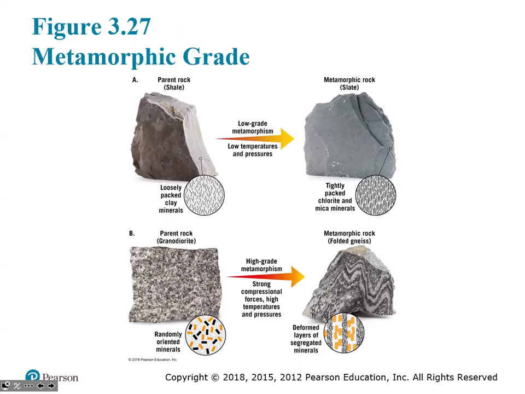So shale to slate. That's a low grade, relatively low temperatures and pressures. But you can have something like granite, or even shale, turn into a gneiss under high-grade metamorphism with strong compressional forces, high temperatures and pressures. You have randomly oriented minerals, and then you have these bands and folding, deformed layers of various segregated minerals. That's something that happens with high-grade metamorphism.